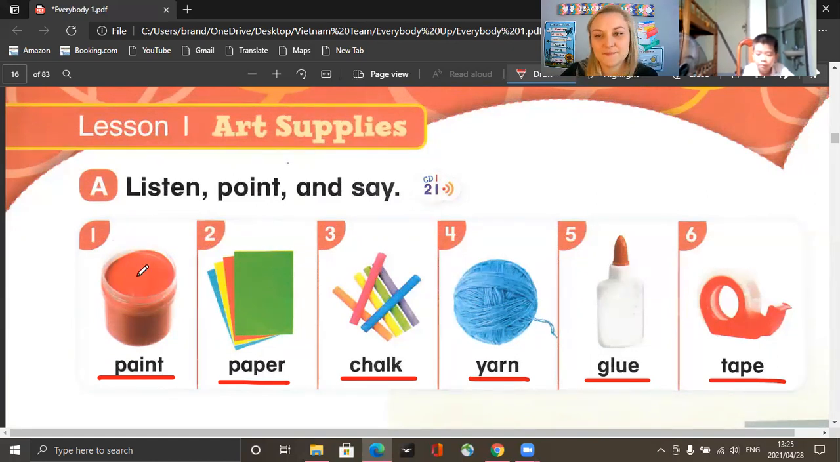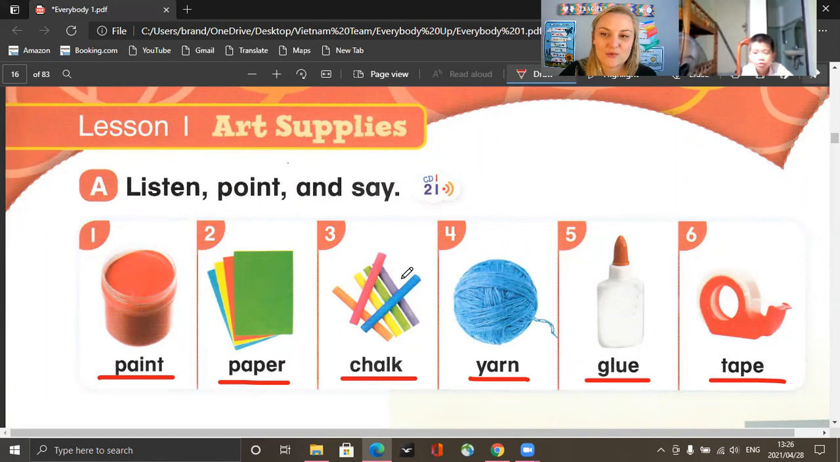What's number one? Paint. Yes, okay, let's say paint. Good. Number two. Paper. Okay, number one. Paint. Number two? Paper. Yes. Okay. Number three?